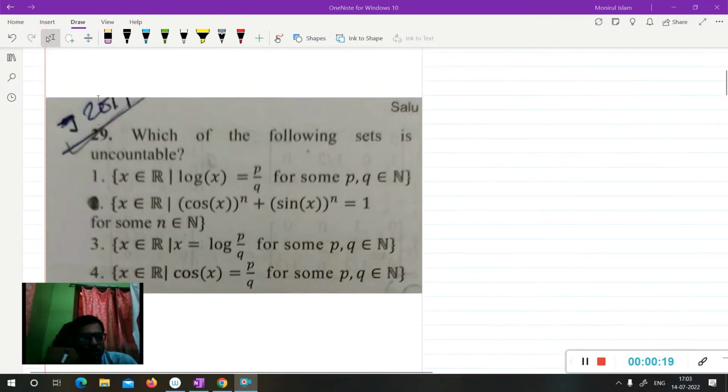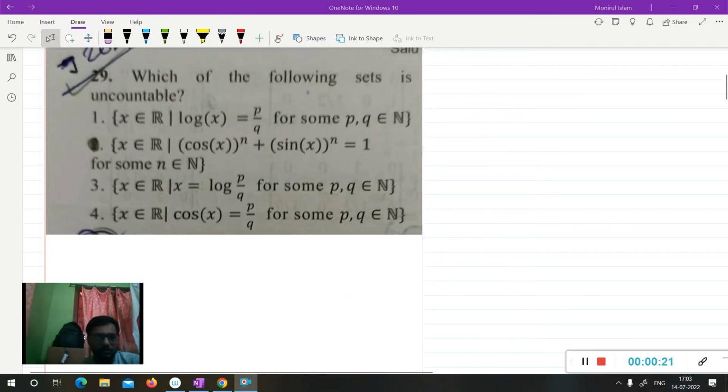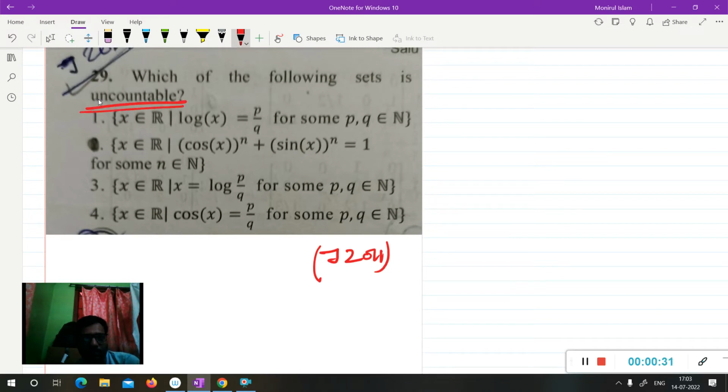See, this is a question that was asked in June 2011. This question says: which of the following sets are uncountable? So first of all, looking at option 1.